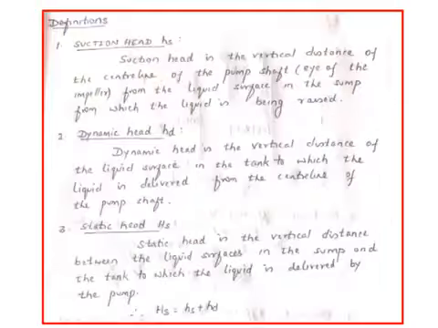As I discussed in the previous case, there are a few definitions involved. Suction head is the vertical distance from the center of the pump, that is from the eye of the impeller, to the liquid surface in the sump. And we also had the delivery head. Delivery head is the vertical distance from the eye of the impeller to the liquid surface in the tank to which the liquid is delivered. So this is the delivery head.